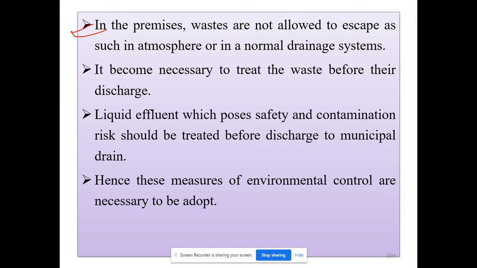Whatever the waste material is getting produced in the pharma industry, फार्मा इंडस्ट्रीमधनं जे काही वेस्ट मटेरियल बाहेर निघतंय ना, we are not supposed to escape out, we are not supposed to drain out that material as it is in a normal drainage system.